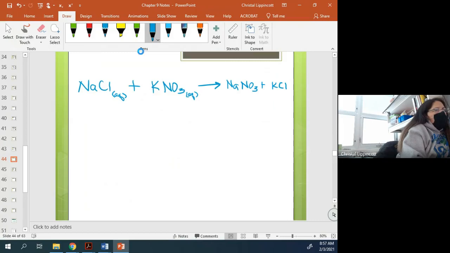I need to make sure that my charges are balanced. This is a +1, this is a -1, so that's all balanced. +1, -1, that's all balanced. Then I need to go to my solubility chart. I need to look these up.